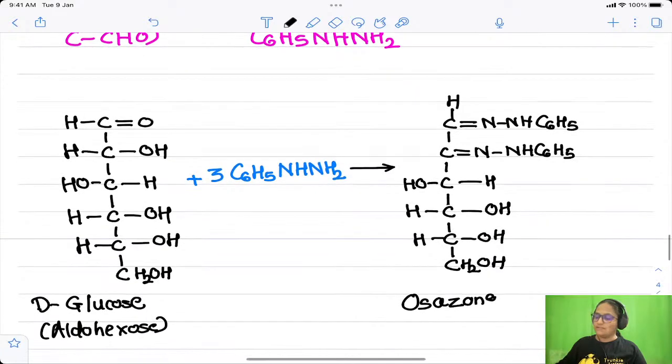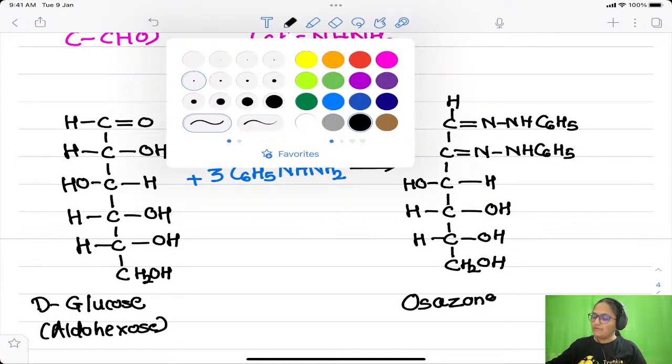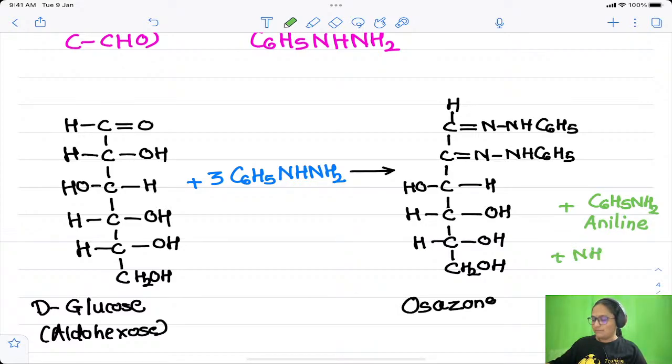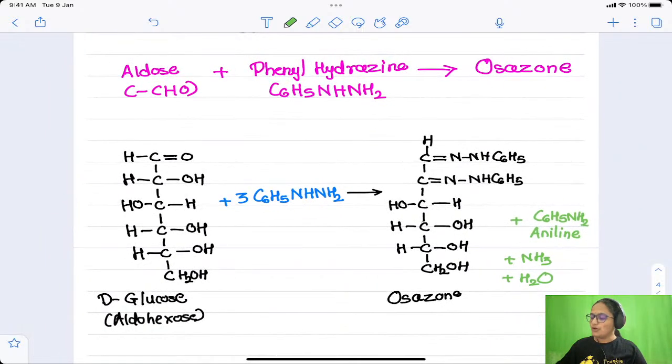Osazone is the main product. Apart from that, there are also byproducts: C6H5NH2, which is nothing but aniline, then ammonia and water. So this is the reaction of osazone formation of glucose.